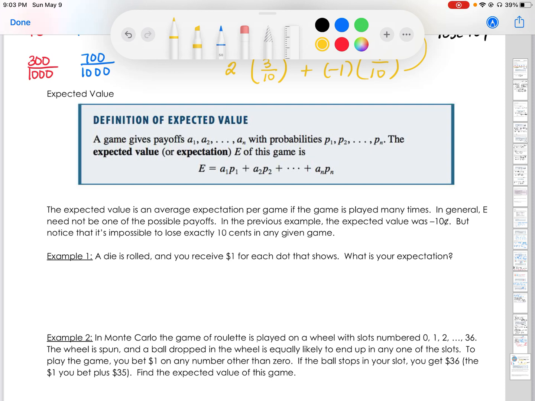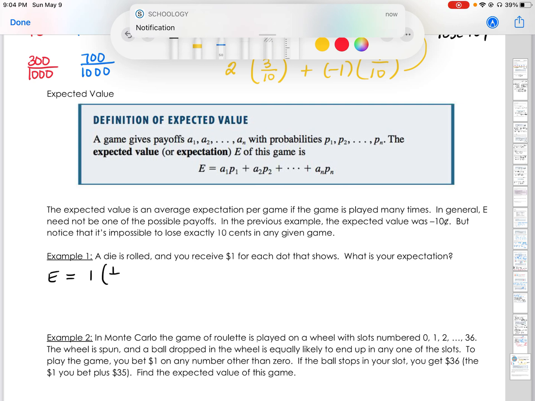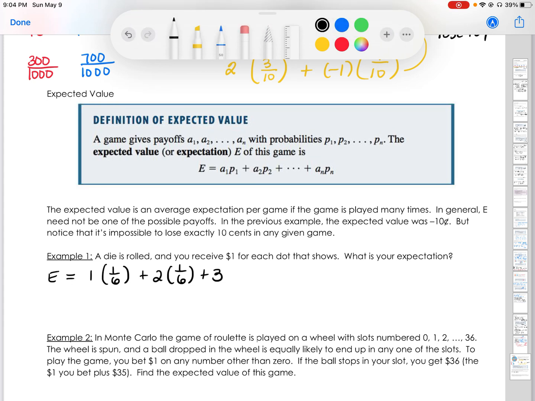So here, let's say we are rolling a die. We're going to assume a fair die, and you receive $1 for each dot that shows. What is your expectation? All right, so we're going to use this formula. If I roll a 1, I should get $1, and rolling a 1 is 1 out of 6. If I roll a 2, I should get $2, and rolling a 2 is 1 out of 6 probability. If I roll a 3, I should get $3, 1 out of 6 probability. 4, 1 out of 6. 5, 1 out of 6, and 6, 1 out of 6.